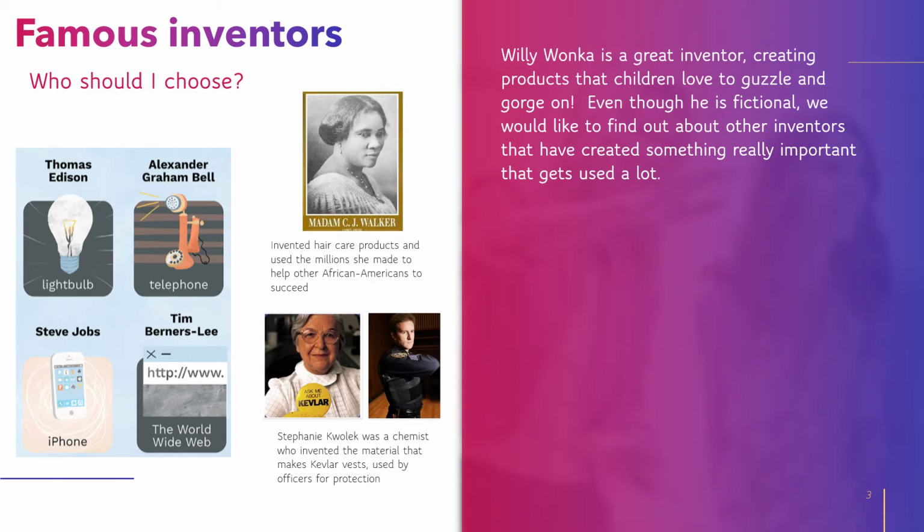Willy Wonka is a great inventor. He's someone that we have read about, and he creates products that children love to guzzle and gorge on. And even though he is fictional, we wanted you to think about someone who used their invention for good. In the story, Willy Wonka used his inventions and creations as a way to help the Oompa Loompas, again a fictional set of characters. What was it that the inventor you chose helped with? That's what we want you to really focus on.